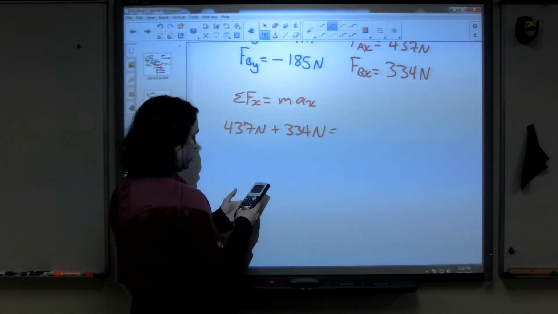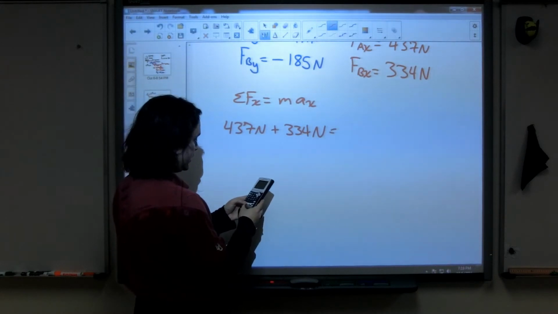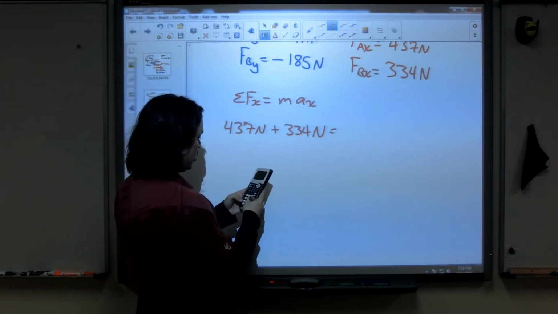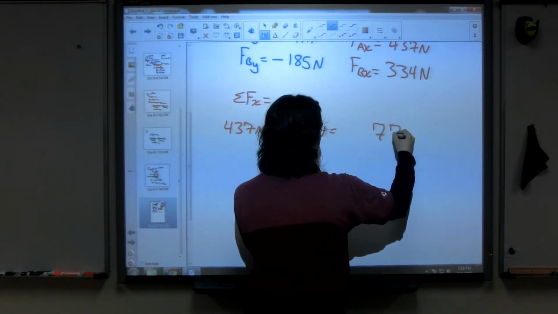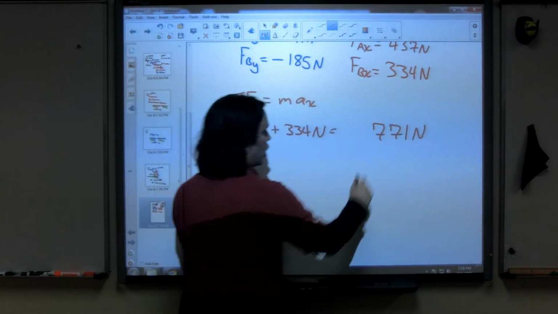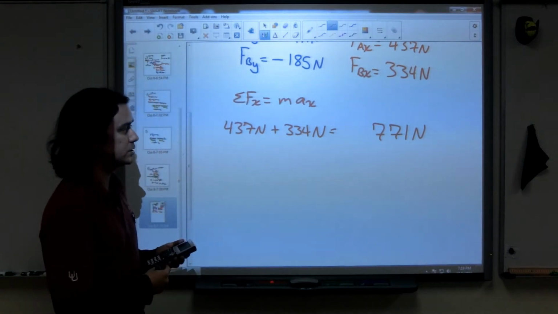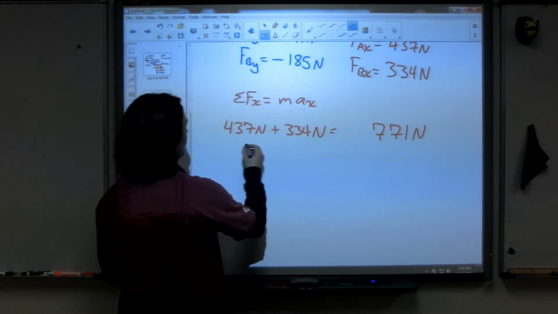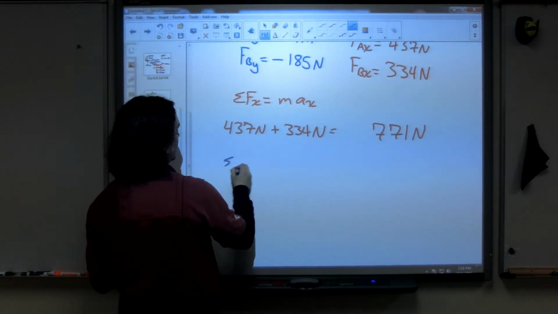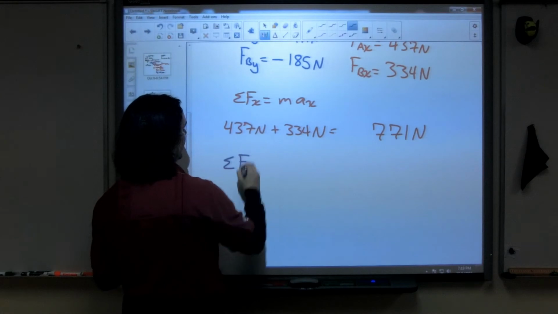Well, these are my components, and so I'm going to add these guys up. These are both in the x direction, so 437 plus 334. I end up with 771 newtons. My total force, the x component of it, is 771. Now I'm going to find my total force in the y. I'm going to add those guys up.